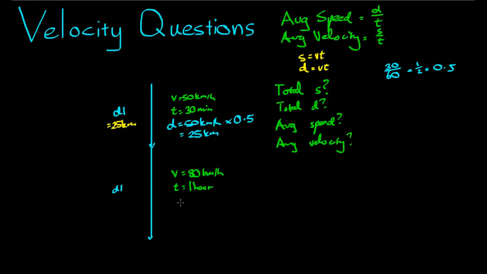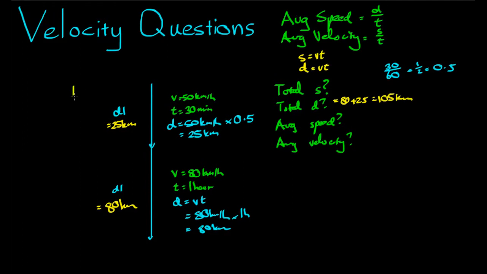Now let's work out that second distance. The distance is equal to VT. Luckily in this case, we have kilometers per hour, so the time unit is hours, and we have time in hours down below. So we can just say that's 80 kilometers an hour times 1 hour, which is equal to 80 kilometers. So that second leg is equal to 80 kilometers. So the total distance travelled is equal to 25 plus 80, which is equal to 105 kilometers.